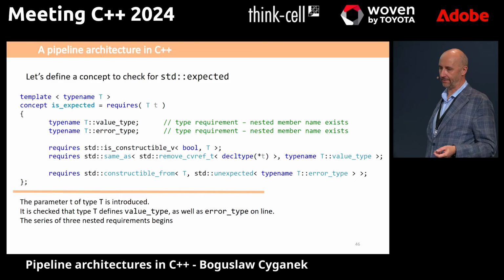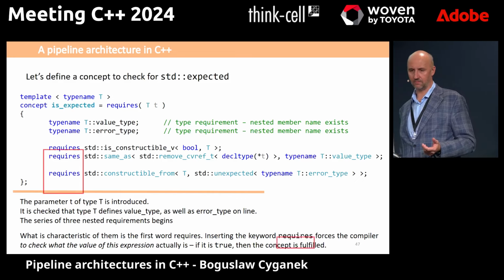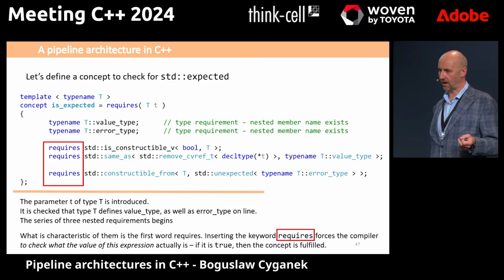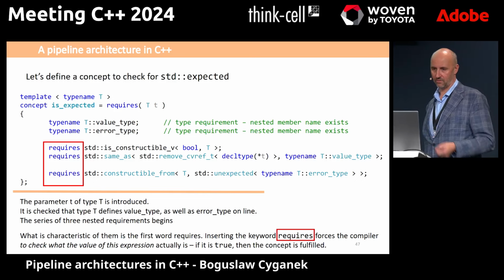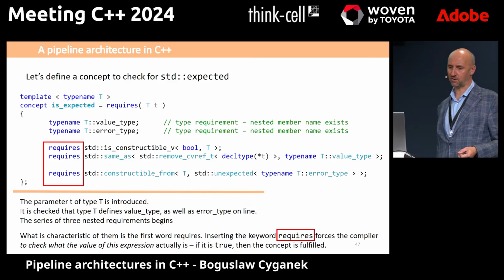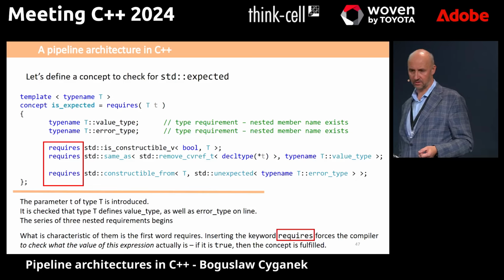So this works for me. The thing is that we can check if there is an object, and that dereferencing is working for us, and the last requirement is that we have this unexpected.